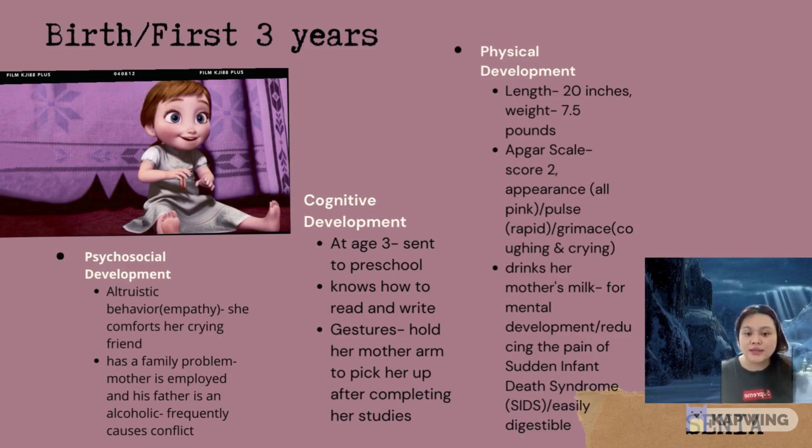Anna's mother enrolled her in preschool at the age of 3. Fortunately, she can read and write. When she held her mother's arms to be picked up after completing her study, she exhibited a gesture. In terms of her psychosocial development, she began to exhibit altruistic behavior, which is empathy, when she was able to comfort her crying friend.